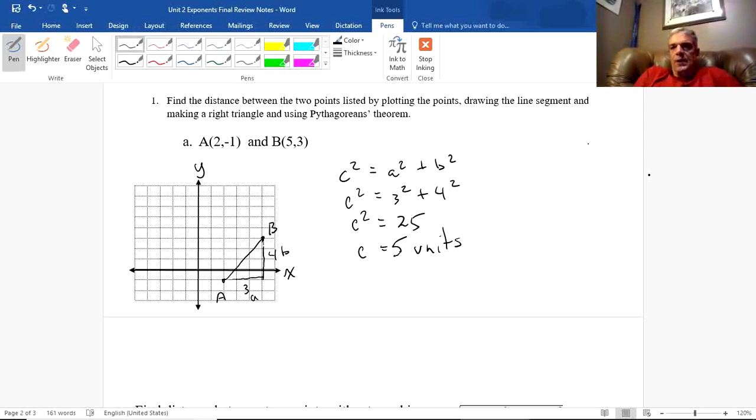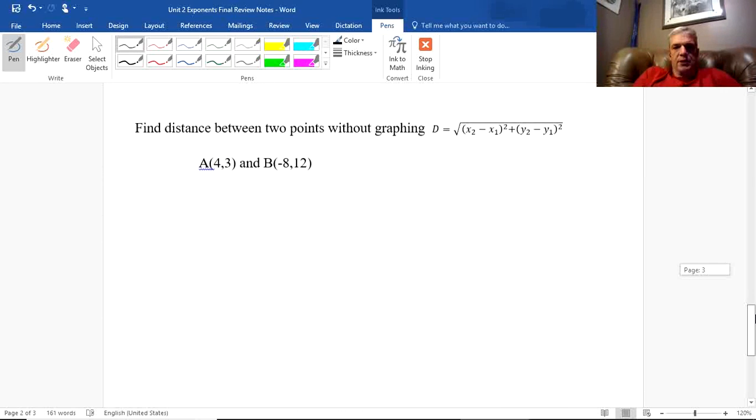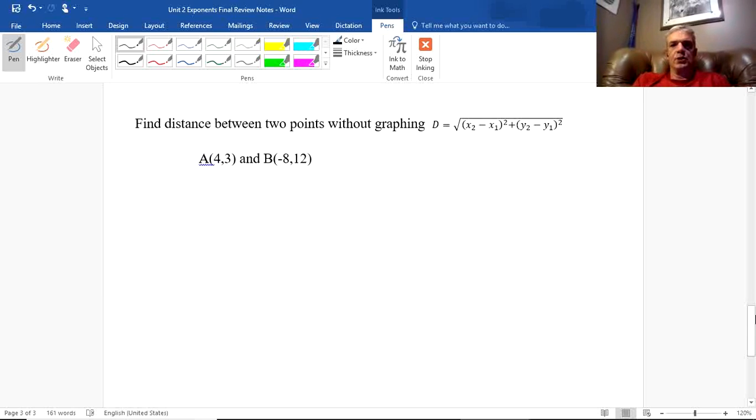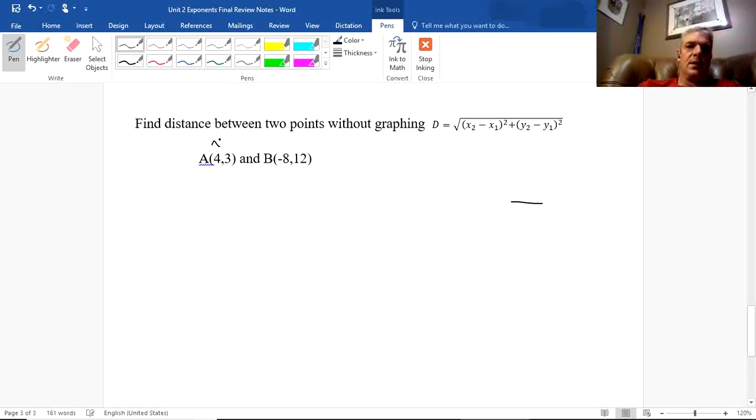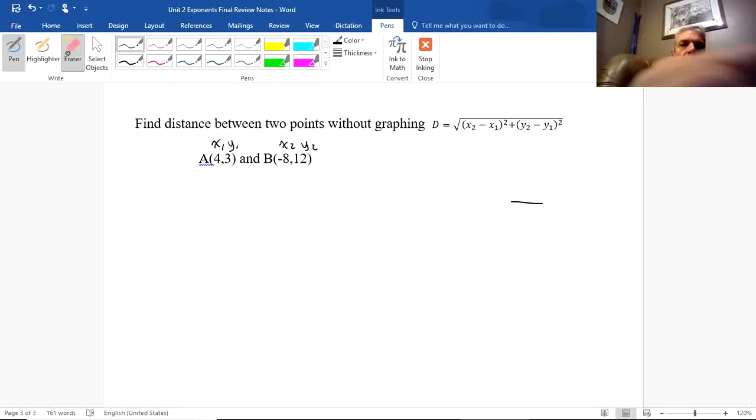What if I don't give you a table to do it and you just have to do it on your own? Well, you can use this wonderful formula, which is x2 minus x1, y2 minus y1. Okay, so remember, this will be x1 and this will be y1. This will be x2. This will be y2. Essentially, what you're looking for is to substitute this in.